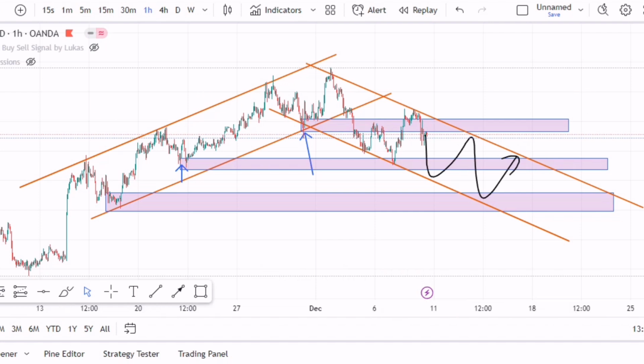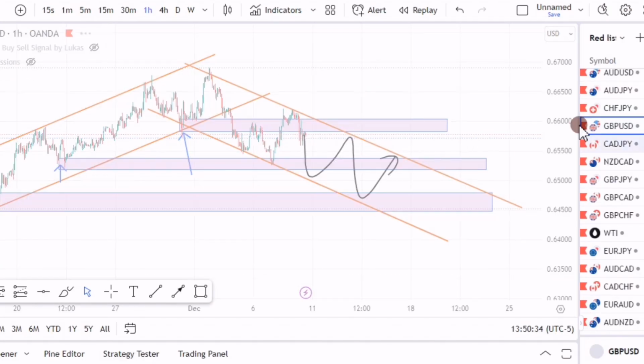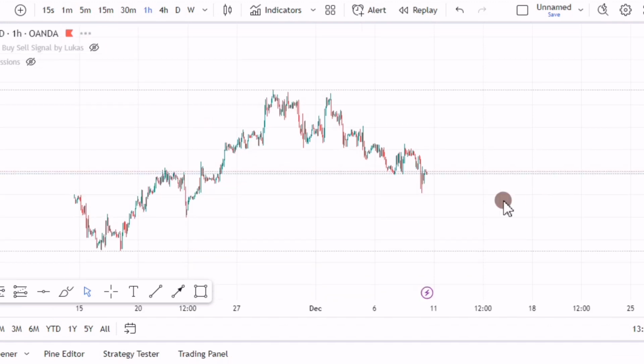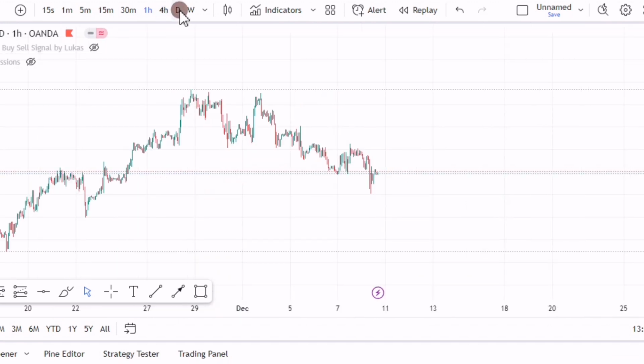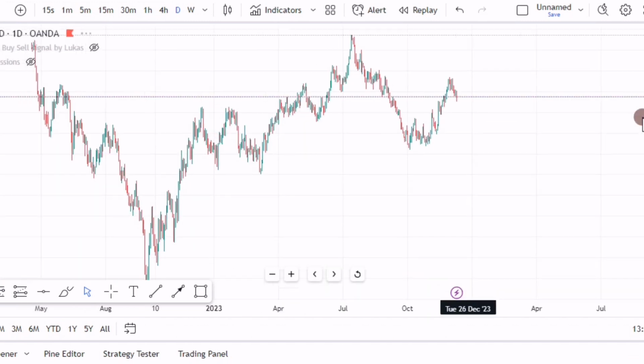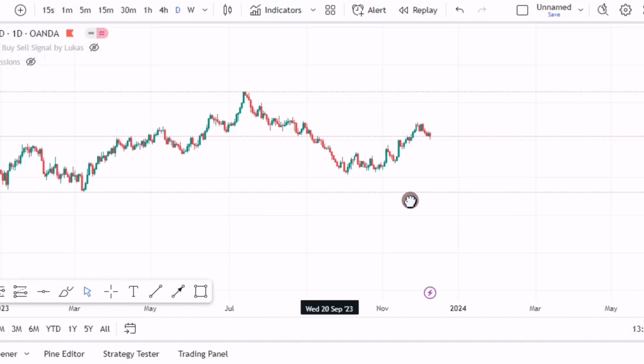Let's take another one. This was AUDUSD. Are we taking USDCHF or GBPUSD? Let's go for GBPUSD. Okay, starting from the daily. Let's see if we have something.